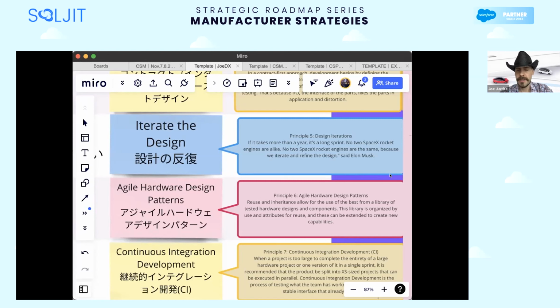Agile hardware design patterns are categorized in my book called Scrum Master, the Agile Seminar for Business Performance by Joe Justice.